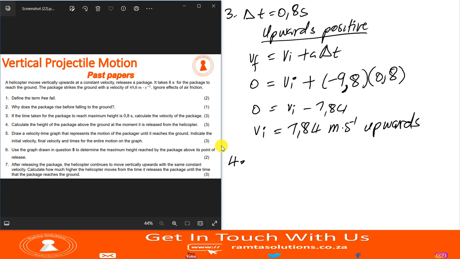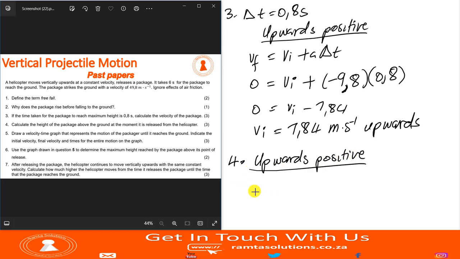Calculate the height of the package above the ground at the moment it is released from the helicopter. So this is easy. We know the initial velocity, we can find the height, and we also know the duration for the package to strike the ground. So we're still going to continue and say again, upwards is positive. This is the direction I want to take as positive.